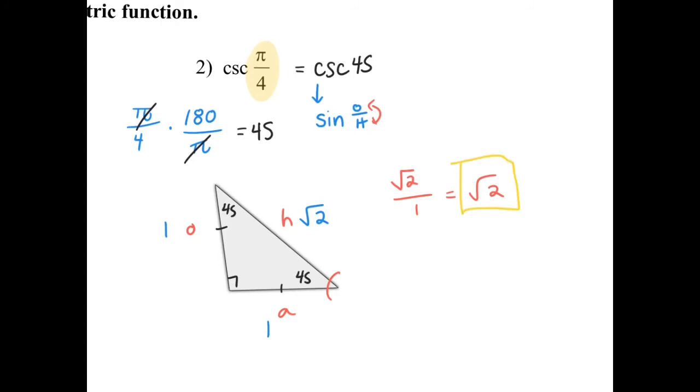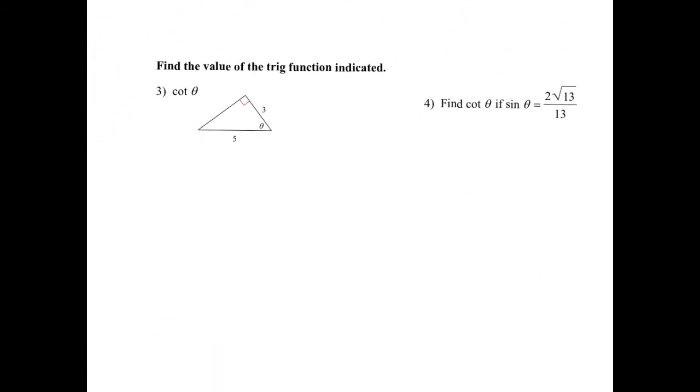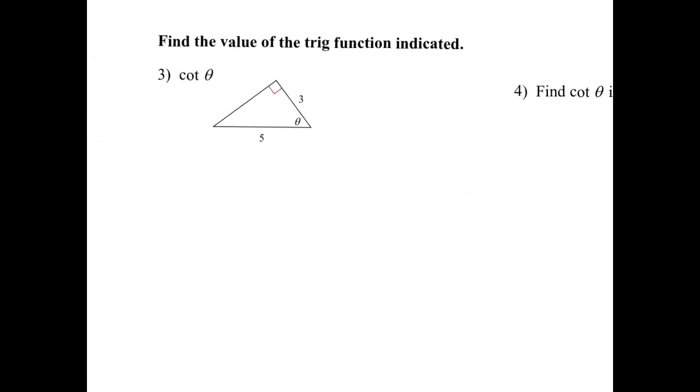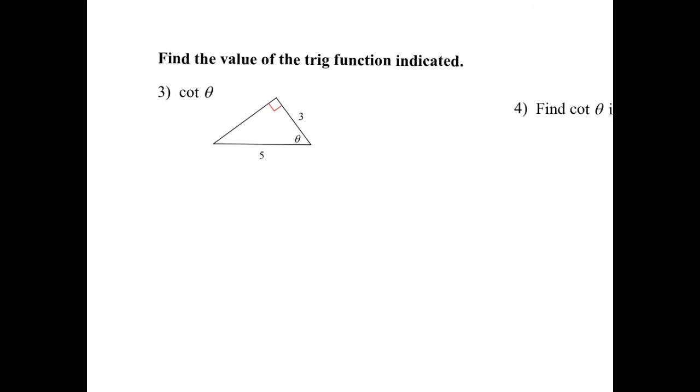You need to get to a place where you have secant, cosecant, and cotangent memorized. If you're not there yet, it's okay. It's something that you need to get to. All right, here we go. Find the value of the trig function indicated. The angle that they give me, theta, is right here. Now, when I look at this right triangle and I see 3 and 5, I know immediately this is a special right triangle, and it's a Pythagorean triple. The missing side is 4.